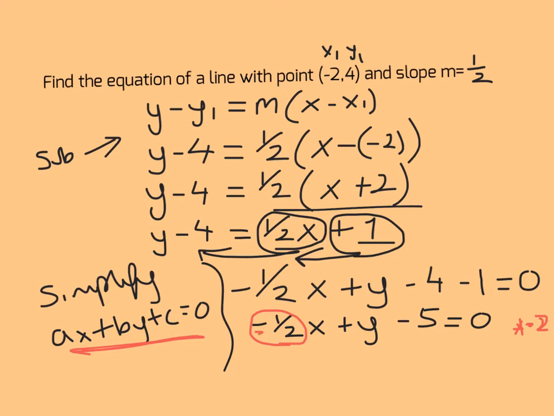So if I do that, then my final answer will be: minus 2 by minus a half gives me 1x, which we can call x. Minus 2 by y gives me minus 2y. And minus 2 by minus 5 gives me minus 10 equals 0. And there's my equation of the line.